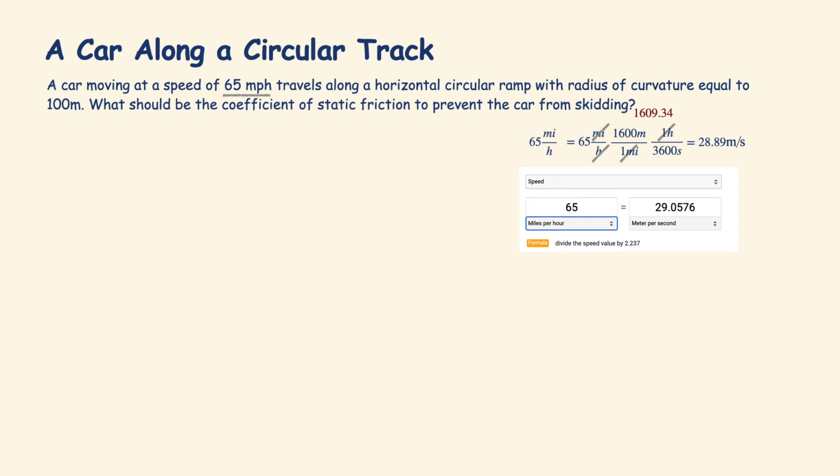So for the purpose of this problem, I'm just going to set the speed of the car to be 29.0 meters per second and avoid issues of conversion. Let's go and look at the car. We're going to start with the side view. The problem is we're going to have forces in several directions.